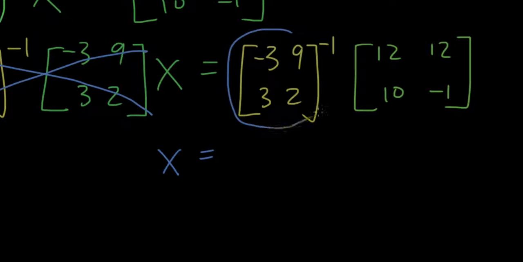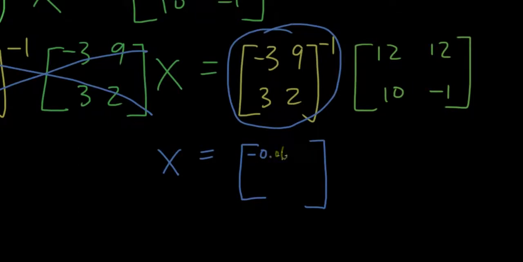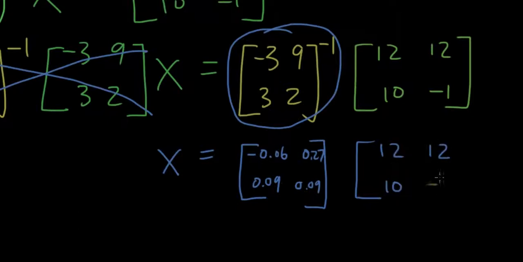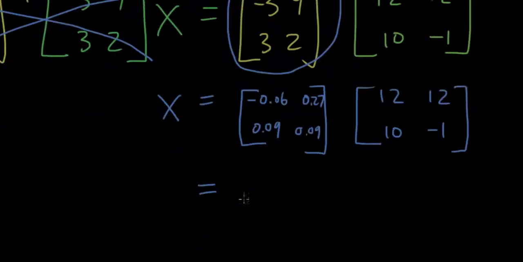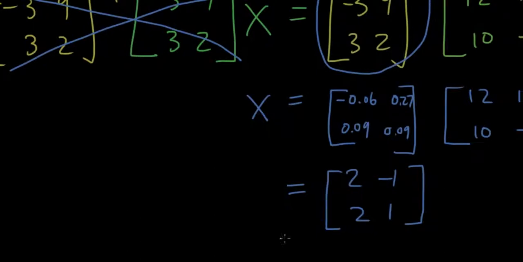So the inverse of this matrix is, if you're working it out manually, just keep it as a fraction, but because I typed it all into the calculator, what the calculator gave me as the inverse is negative 0.06, 0.27, 0.09, and 0.09. So that's the inverse of this matrix. Times it by [12, 12, 10, negative 1]. Okay, and then you would multiply this together and you will get [2, negative 1, 2, 1]. Okay, so that we have just solved the equation.